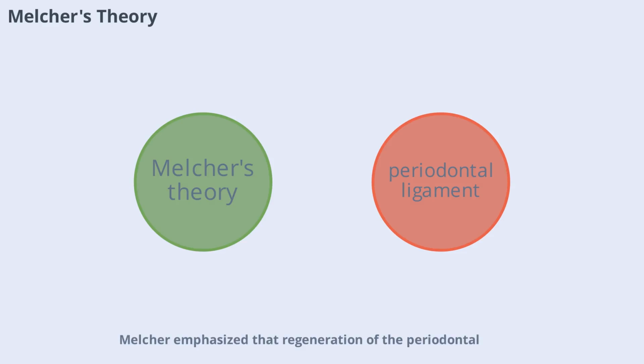Melcher emphasized that regeneration of the periodontal ligament is the key to new attachment. This is because the periodontal ligament not only provides continuity between the alveolar bone and cementum, but also contains cells capable of synthesizing and remodeling all three connective tissues that support the periodontium. This insight has shaped modern approaches to periodontal therapy, focusing on techniques that encourage periodontal ligament cell proliferation.